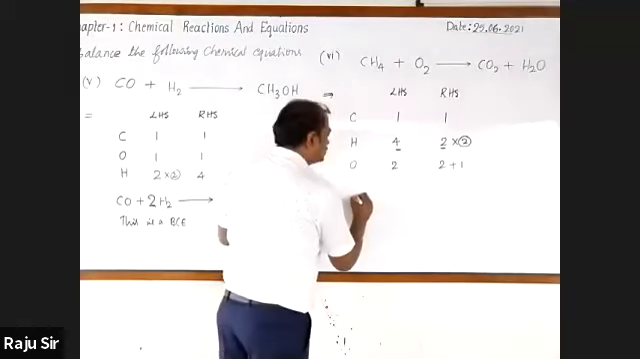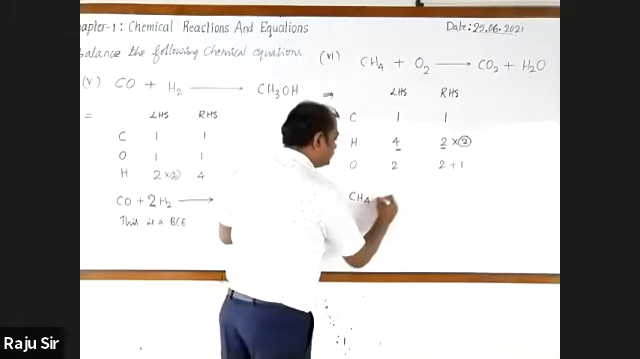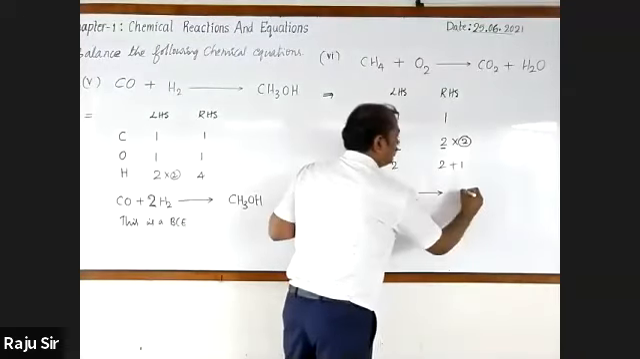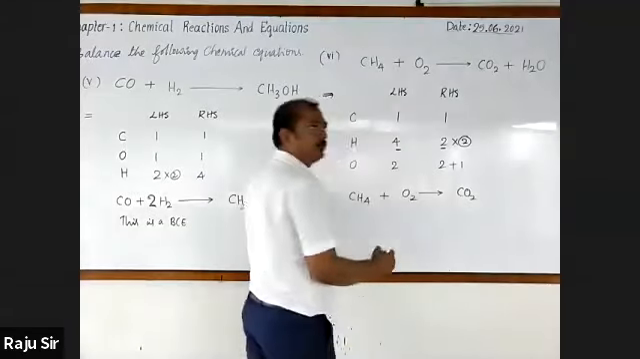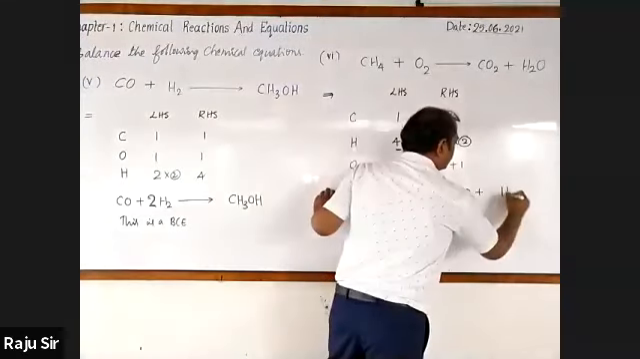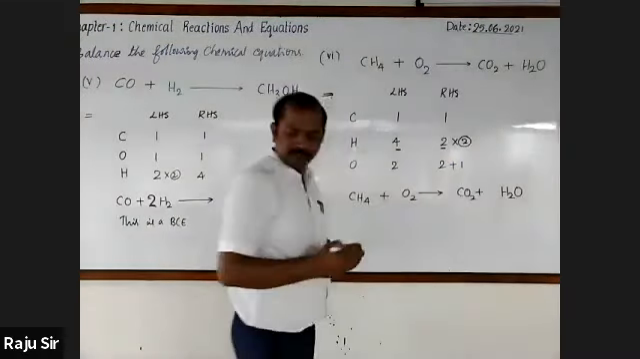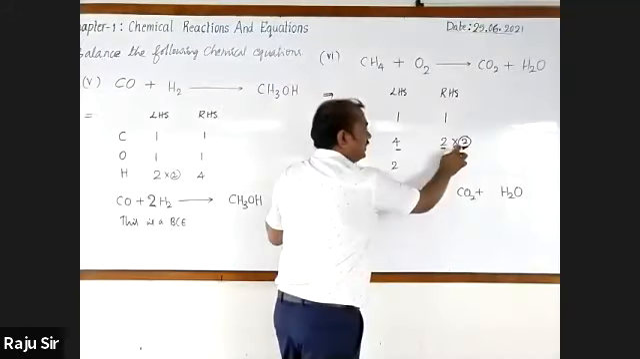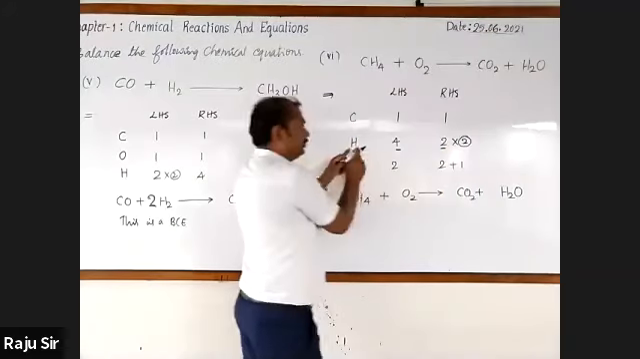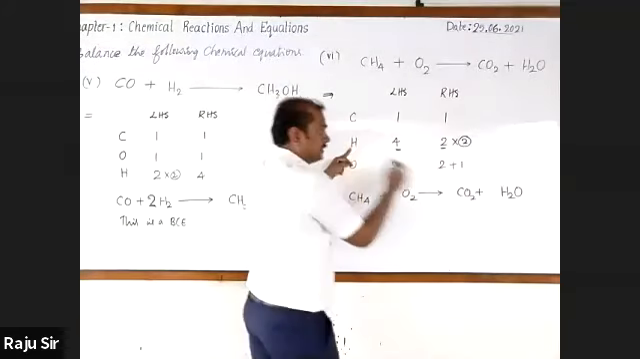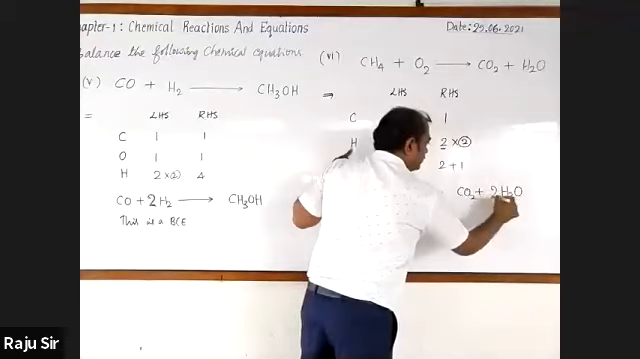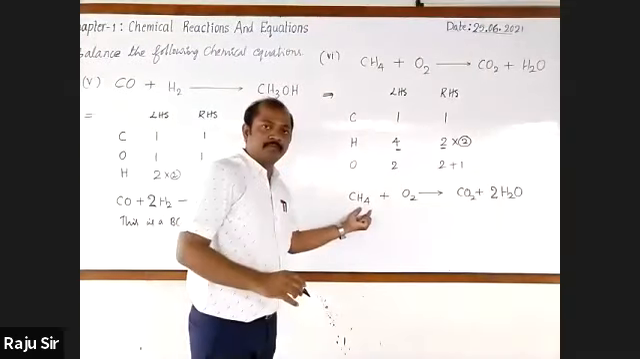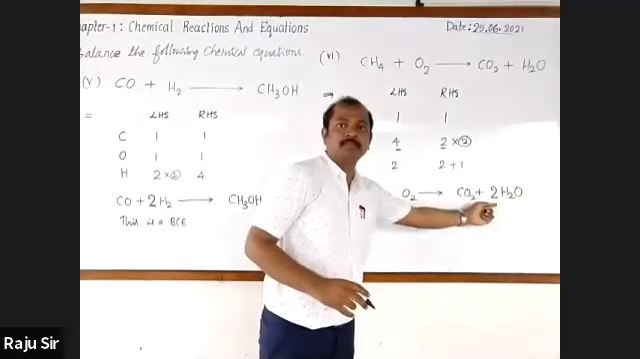Write the chemical equation again. This is methane CH4, second one is oxygen O2, gives rise to carbon dioxide CO2, then water H2O. On the right hand side, we have to multiply by 2 where the hydrogen is. So here I multiply. First, the hydrogen atom is balanced. Here 4 atoms of hydrogen, here 4 atoms of hydrogen.